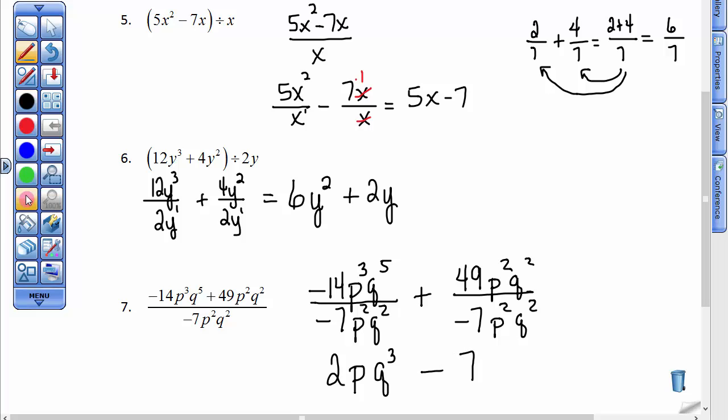And oh, this is interesting. P squared over p squared is equal to the number 1. Q squared over q squared is equal to the number 1. So I just had this -7 times 1 times 1. So I just leave this as a -7, and I'm all done. I'm going to stop right here because the next piece is going to take a polynomial divided by a polynomial.